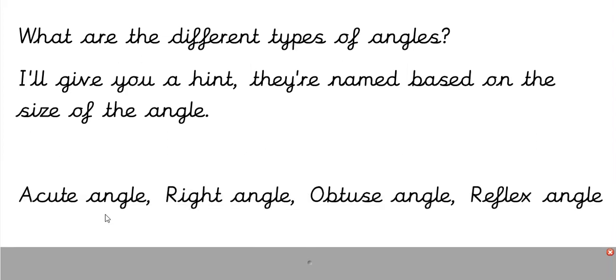So we have an acute angle, a right angle, an obtuse angle, and a reflex angle. Okay? So an acute angle is any angle below 90 degrees, so smaller than 90 degrees. A right angle is where the two lines meet perpendicular and create an angle of 90 degrees. So a right angle has got to be 90 degrees. An obtuse angle is an angle larger than 90 degrees but smaller than 180 degrees. And then a reflex angle is an angle that's larger than 180 degrees but smaller than 360 degrees.